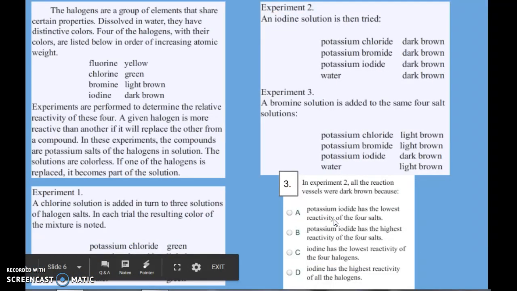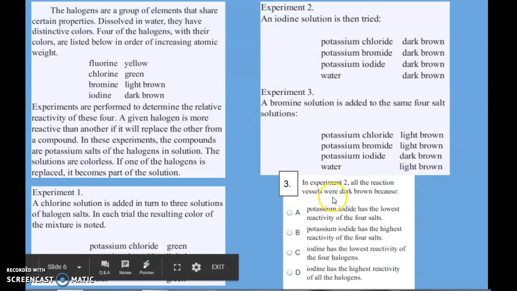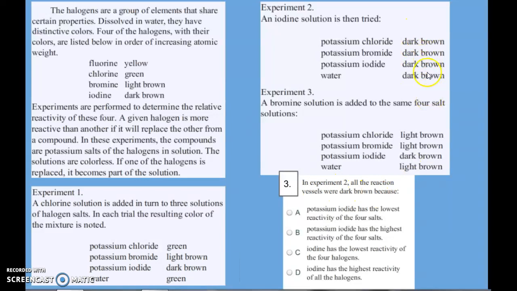Number 3 is really a continuation of experiments that we looked at last week, just with a different question. So if you're confused about this experiment or how halogens work, you might want to look at that video. Let's see if we can figure out with what we knew from last week how we're doing on number 3. In experiment number 2, all the reaction vessels were dark brown. Yep, they all ended up dark brown.